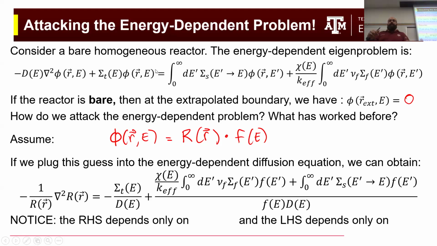Ultimately, we plug that in and rearrange things to get an equation that looks like this, where we divide both sides by f of E and R of r. So this is what results. Also, on purpose, I'm moving the sigma t term to the other side. The way we've been able to manipulate this equation is that the left-hand side depends only on r. So the left-hand side depends only on position.